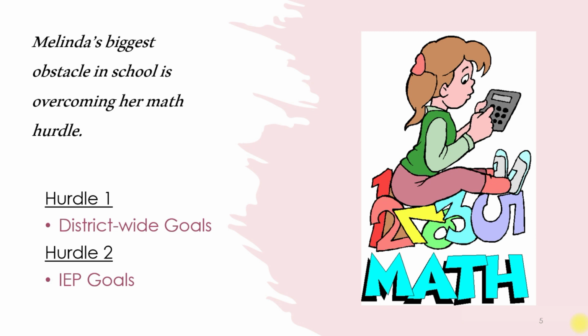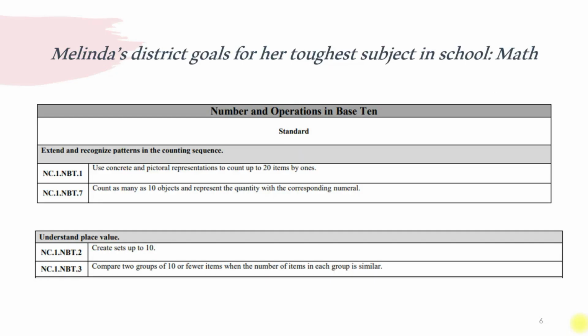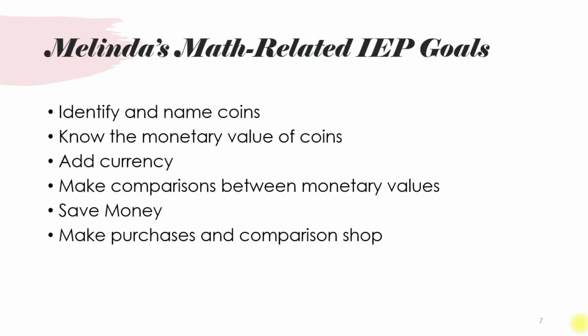Melinda's biggest obstacle in school is overcoming her math hurdles. So her math hurdles for this year will be her district-wide goal and her IEP goals. Her district goal is to use concrete and pictorial representations to count up to 20 items, to count as many as 10 objects, to create sets of up to 10, and to compare two groups of 10 or fewer that are similar in nature. Melinda's math-related IEP goal for this year will be to add currency. So she's going to identify and name coins, learn how to save money, make purchases, and learn how to comparison shop as well.